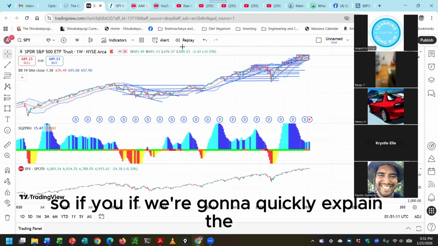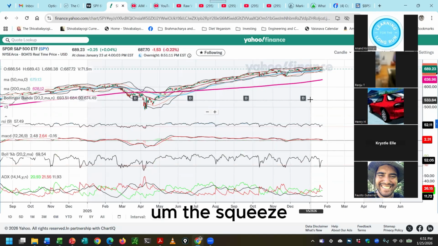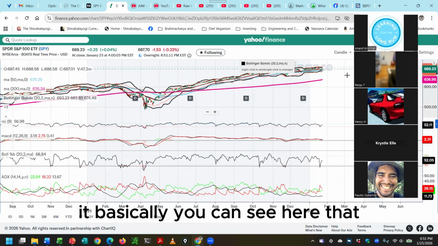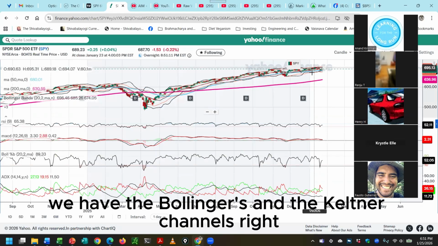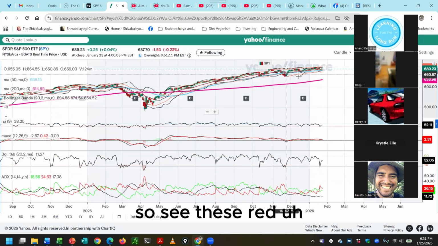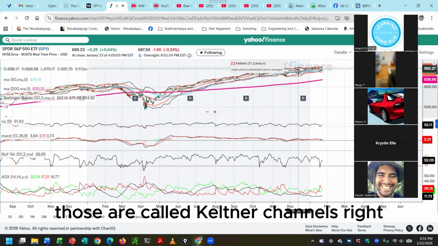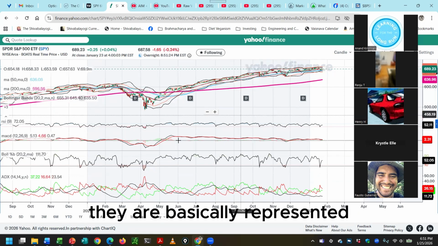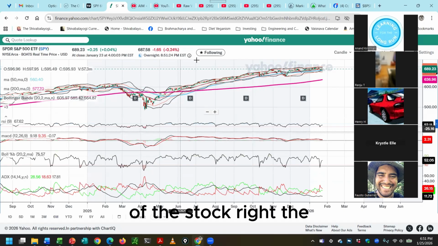So if we're going to quickly explain the squeeze, you can see here that we have the Bollingers and the Keltner channels, right? See these orange/red lines right here? Those are called Keltner channels. They basically represent the average true range of the stock, right?